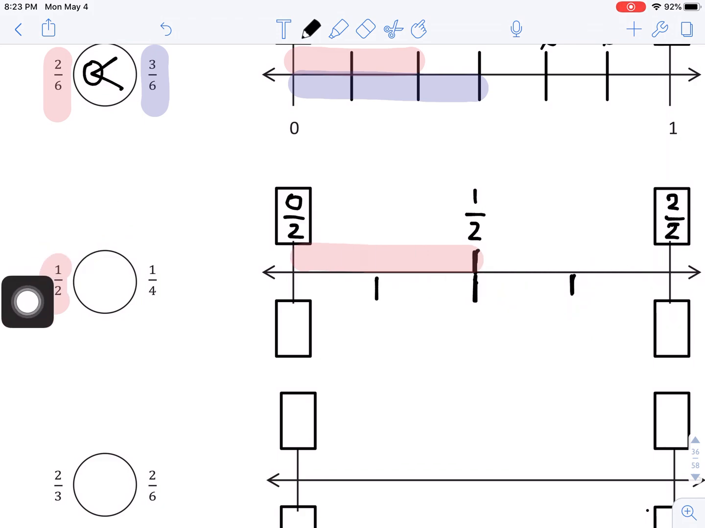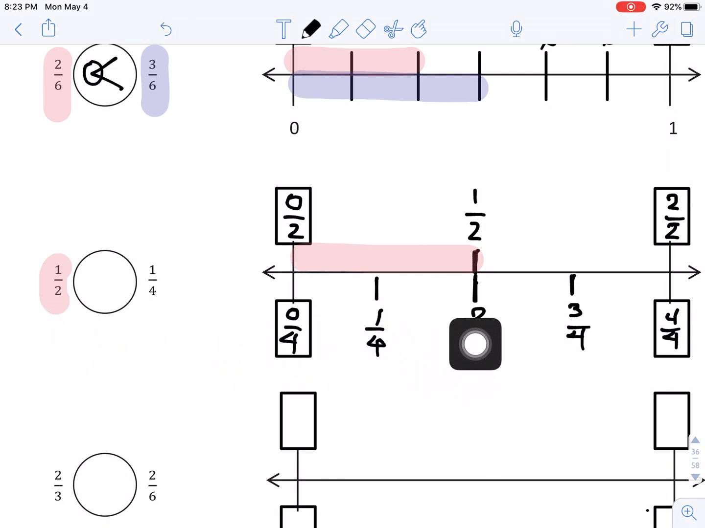So I'm going to move that out of the way. I'm going to say this is 0 fourths, followed by 1/4, 2 fourths, 3 fourths, and 4 fourths. Now I have my work done. 0, 1, 2, 3, 4.